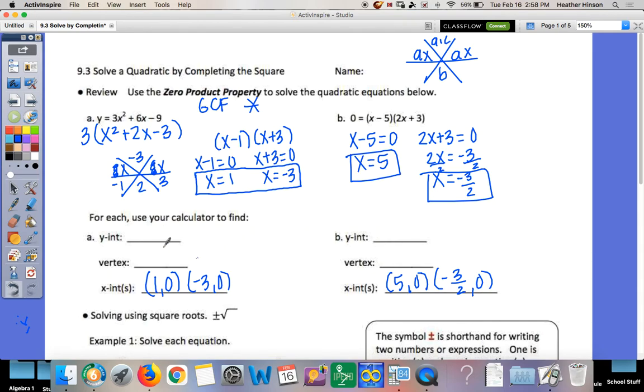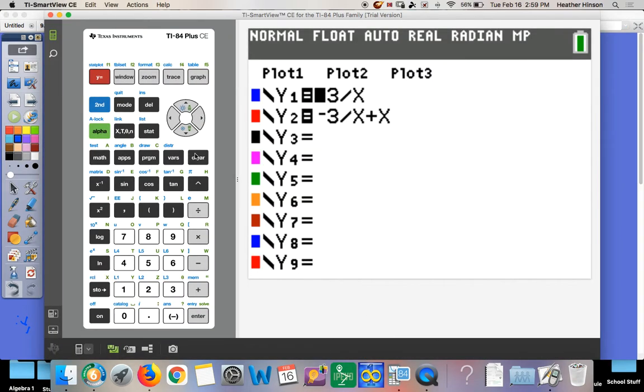Okay, and then use your calculator to find the rest, the y-intercept and the vertex. Well, this one's in standard form, so your y-intercept is actually already given. Where do you find your y-intercept in standard form? Right, the c value. So it's just (0, negative 9). So all we need to find is the vertex. So we just plug it in.